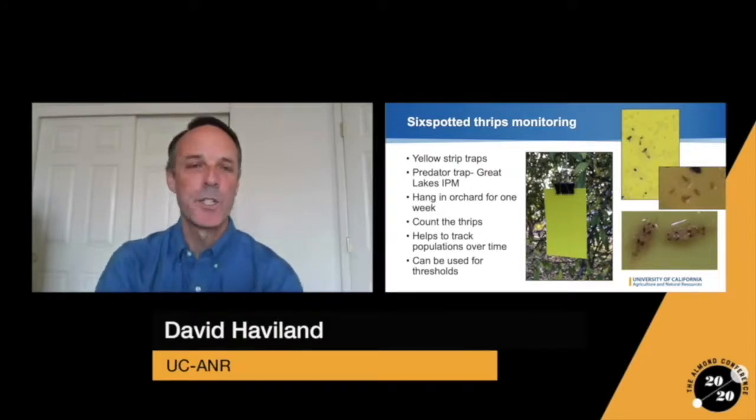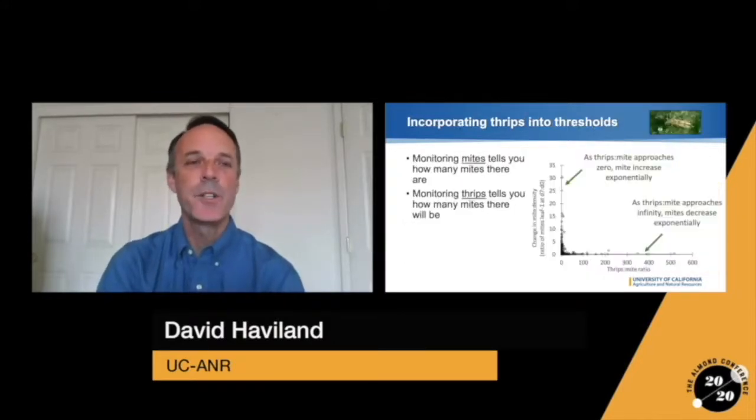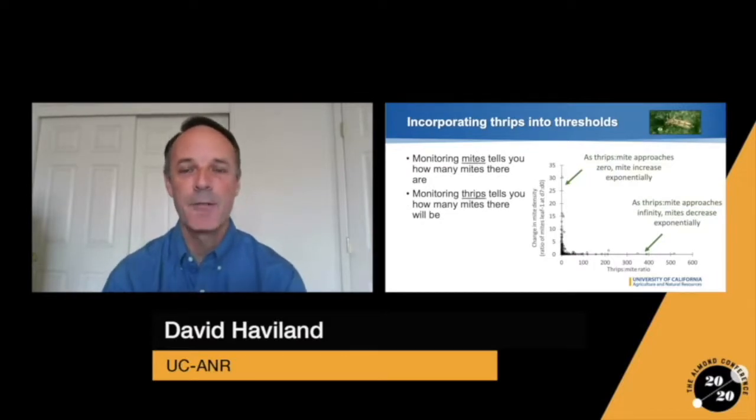Now, we've done a lot of work with these traps, thousands of measurements. And what we determined is, if you want to know how many mites you have, count the mites. But if you want to know how many mites there are going to be, count the thrips. If you look at this chart, you can see on the bottom, this is the thrips to mite ratio. When the thrips to mite ratio is 0, all the way left on the chart, mites increase exponentially. And that's what the y-axis is. The higher the number shows the more increase. To the contrary, as the thrips to mite ratio goes to infinity, meaning there's a ton of thrips per mite, the mite population decreases exponentially.